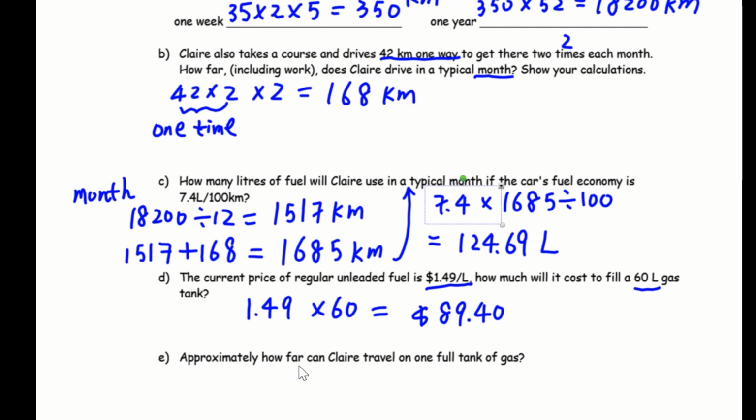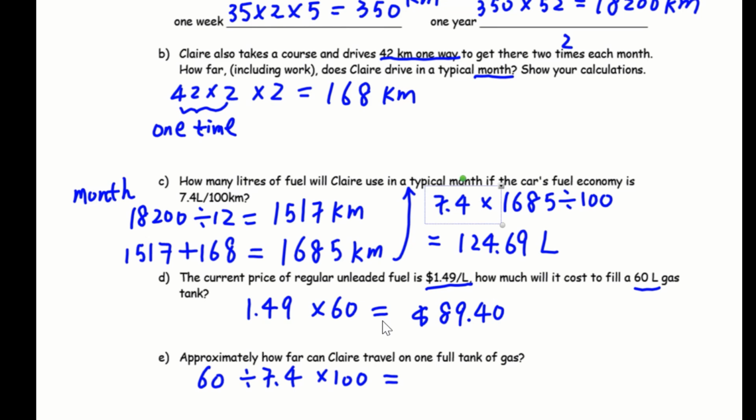So approximately how far can a car travel on 1 full tank of gas? This is a 60 liter tank. Each 100 kilometers uses 7.4 liters, so we divide by 7.4. This is how many 100 kilometers it goes. So we times 100. Then you will get how far it will go.